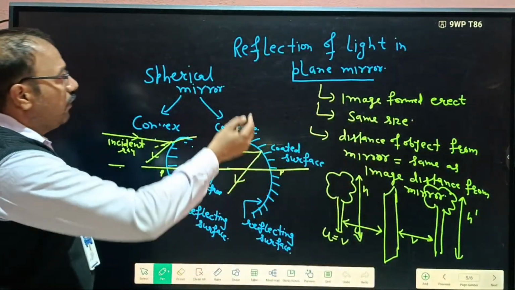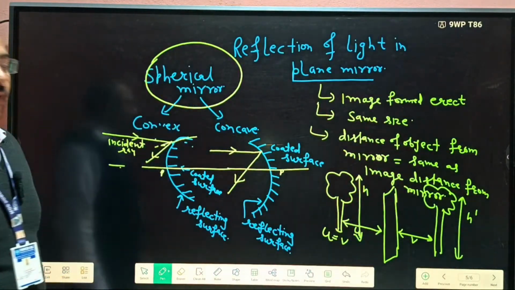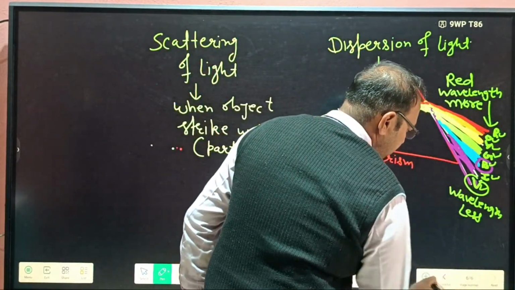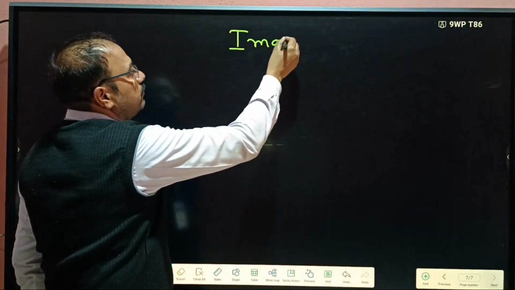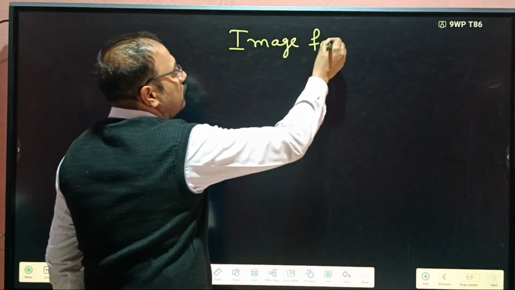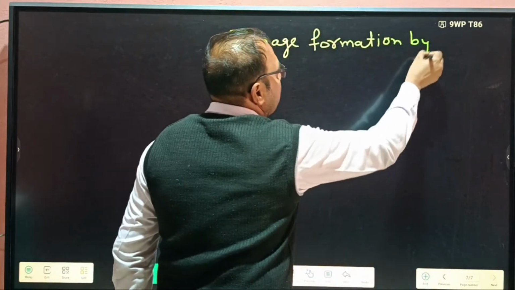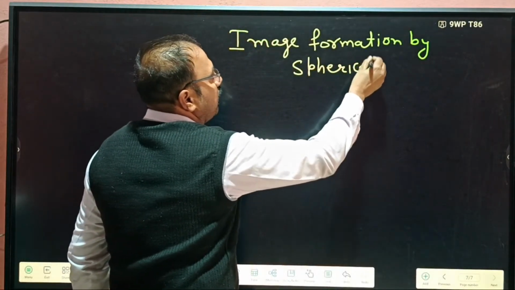In reflection of light, we study about spherical mirrors. Spherical mirrors are of two types. Here we study which topics? The first topic, the title, is image formation by spherical mirror.